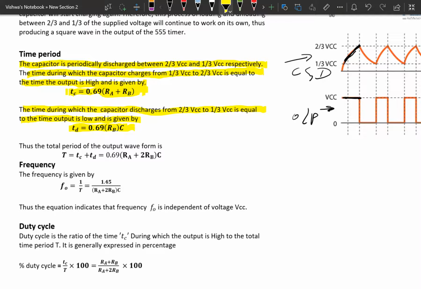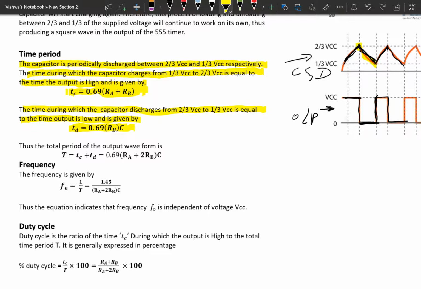So now it is discharging from 2/3 VCC to 1/3 VCC. Okay, from here to here. In this condition the output will be low. This is the output, low output, and again it starts charging from 1/3 to 2/3. So here it is charging and discharging, like that, when it is charging and when it is discharging. Okay, so this is the output waveform.